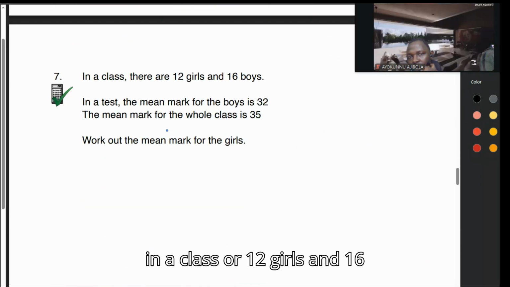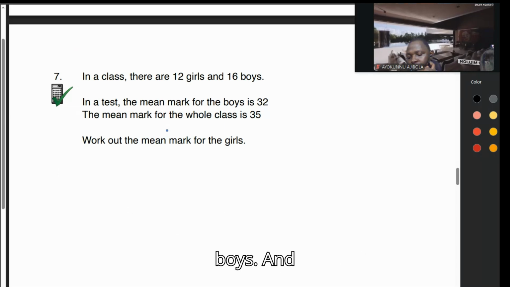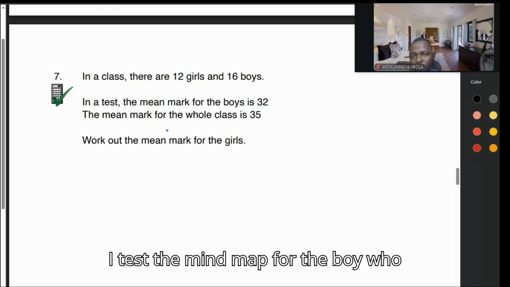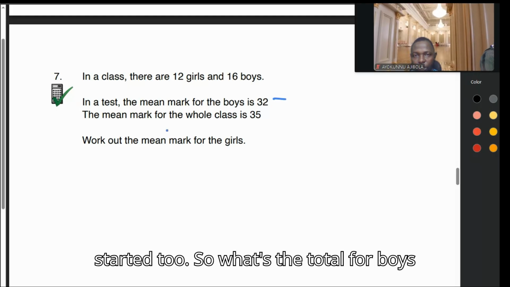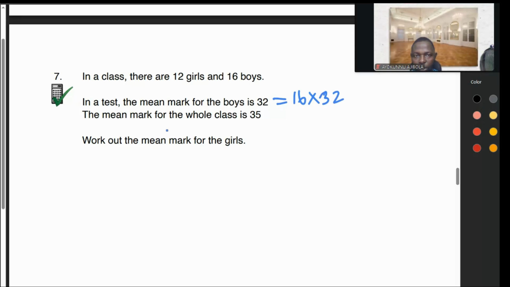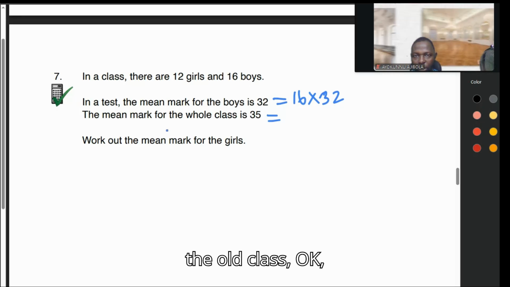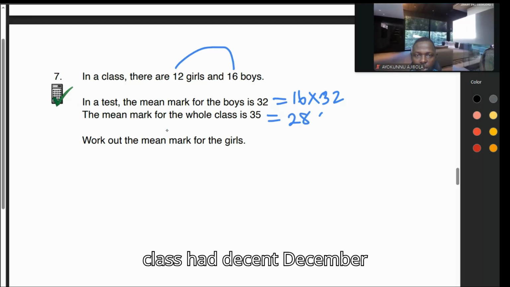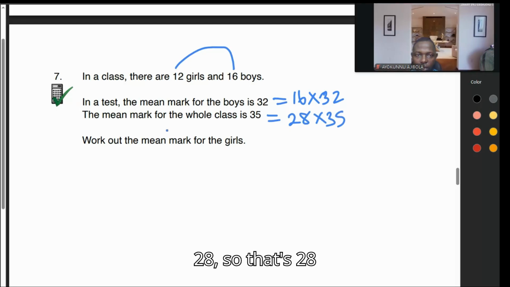In a class, there are 12 girls and 16 boys. In a test, the mean mark for the boys is 32. So what's the total for the boys? 16 times 32. The mean for the whole class is 35. The whole class is 12 plus 16, which gives 28. So that's 28 times 35.